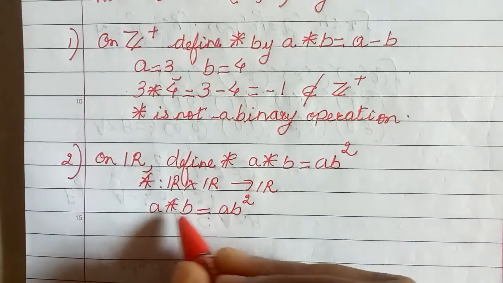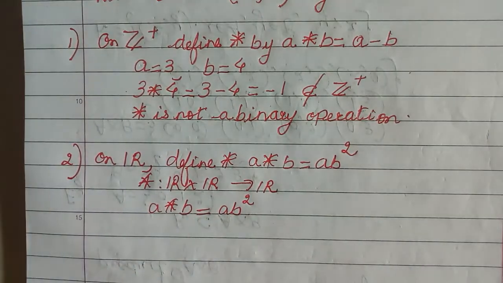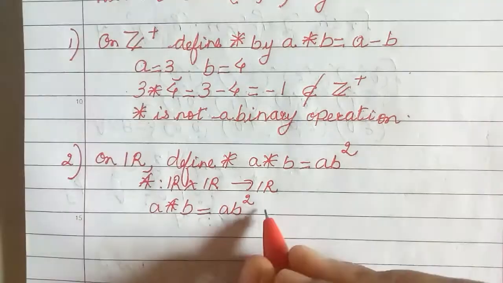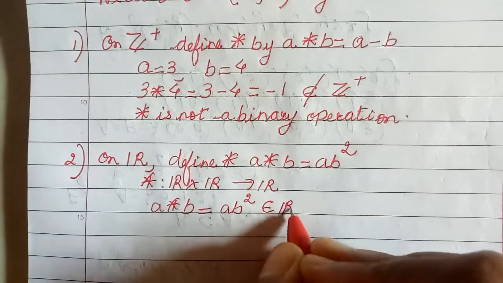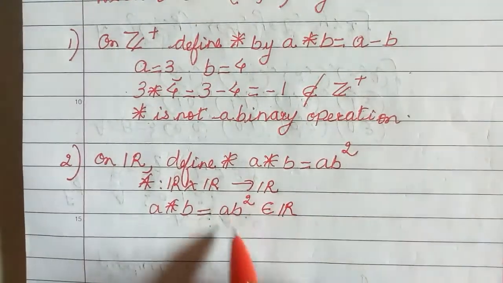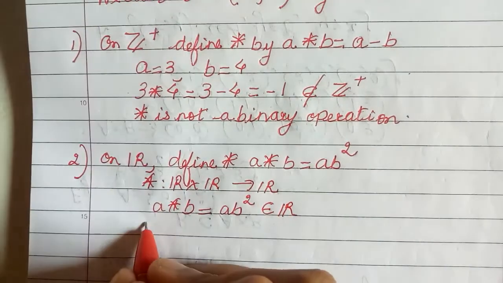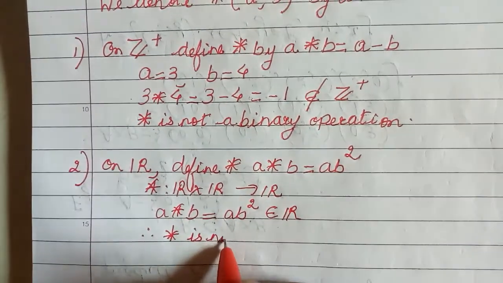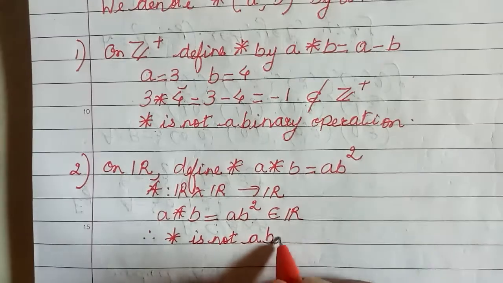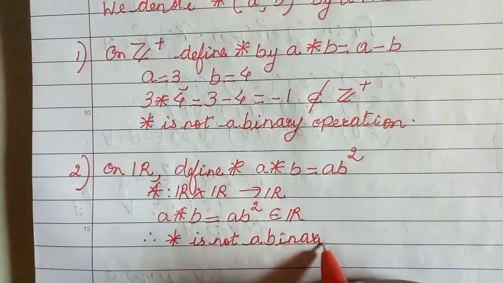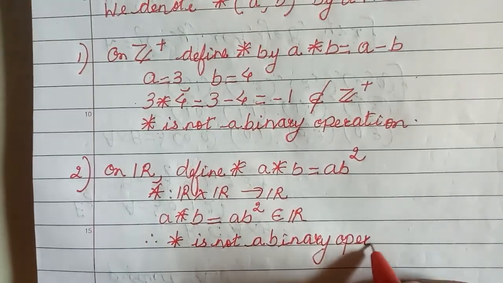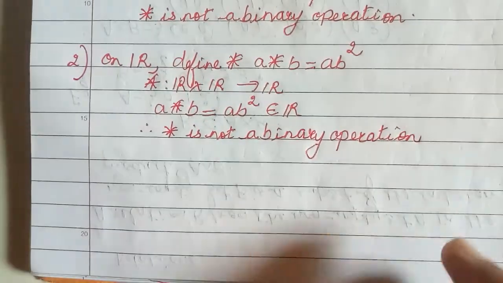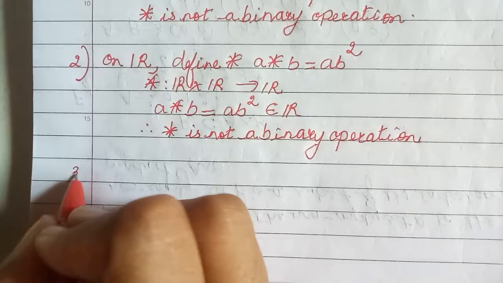So the product of two real numbers will be a real number. Also b is coming from the real numbers, so b square will also be a real number. So the product will be a real number. So what you got? The final answer is in the real number set. Therefore, star on the real numbers under this definition of function will be a binary operation.